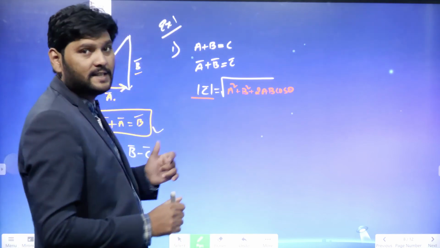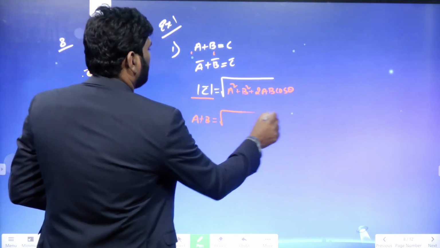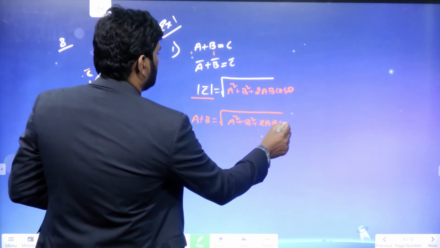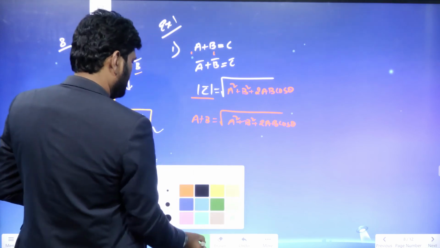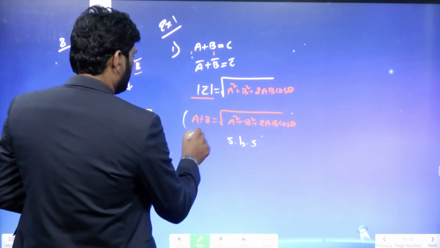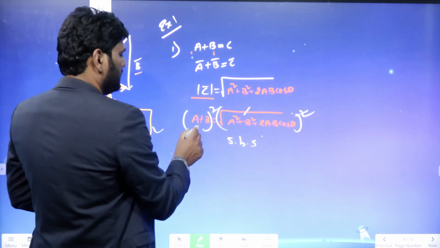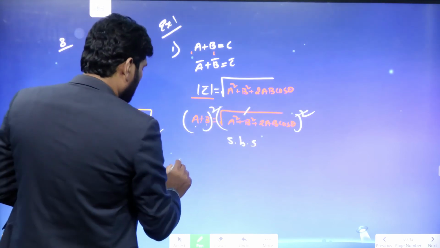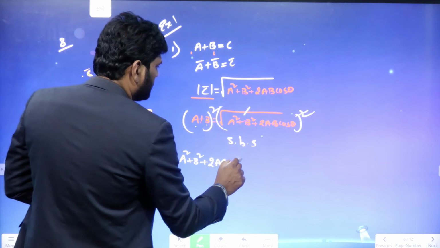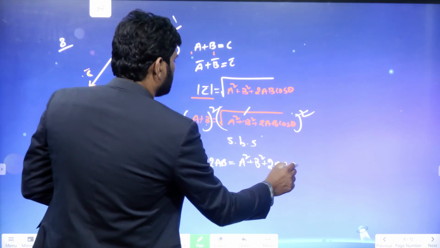But what is C here? C is nothing but A plus B. So you can write A plus B equals under root of A square plus B square plus 2AB cos theta. Finally, what is the equation? You should do squaring on both sides. Here square, here also square, so the square and root cancel. Applying the A plus B whole square formula, A square plus B square plus 2AB is equal to A square plus B square plus 2AB cos theta.